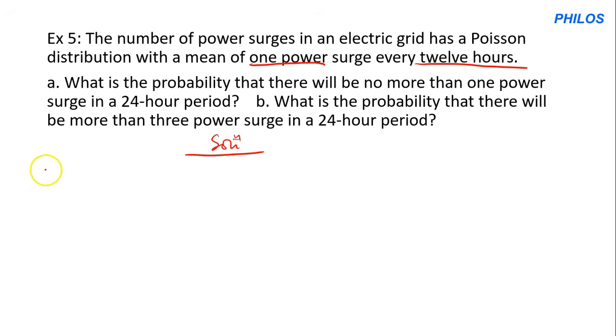according to the question, the mean is 1. Okay, 1 power surge in every 12 hours. 1 power surge per 12 hours. Okay.